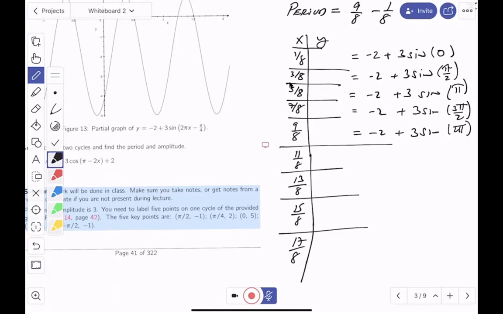Let's take a look at that. The sine of 0 is 0, and 3 times 0 is 0, so it's going to be minus 2. And then what do you get? Well, sine of pi over 2 is 1, and 3 times 1 is 3, and 3 plus minus 2 is 1. All right, now if you did sine of pi, that would be 0. Sine of 3 pi over 2 is going to be minus 1, and 3 times minus 1 is minus 3, and minus 3 minus 2 is minus 5. And sine of 2 pi is 0, so you get minus 2.